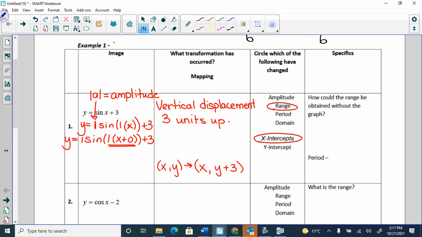Okay. Quick way to get your range without using your calculator. And the reason why it's not good to use your calculator is because sometimes they put variables in here instead of numbers and you can't plug it in. That's the great thing about 30-1. They use variables. It's great. And by great, I mean sucks.